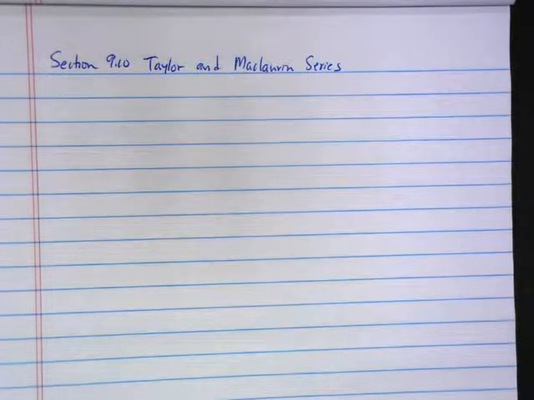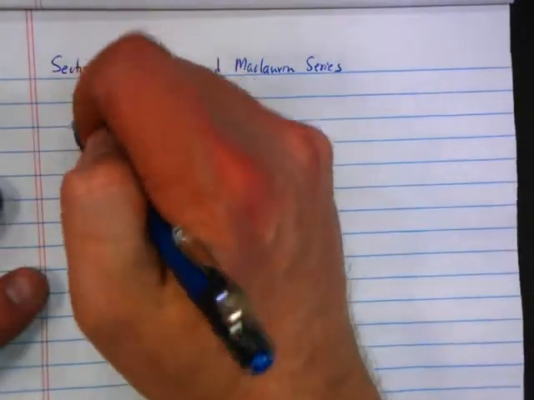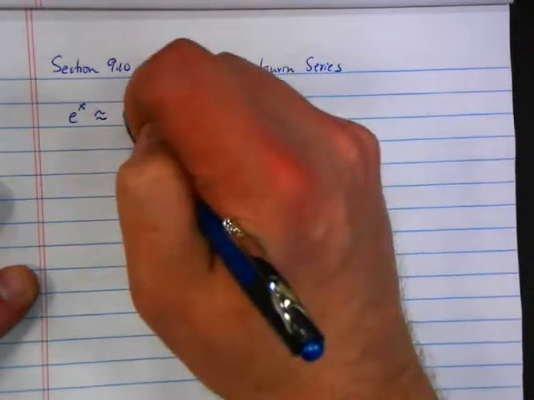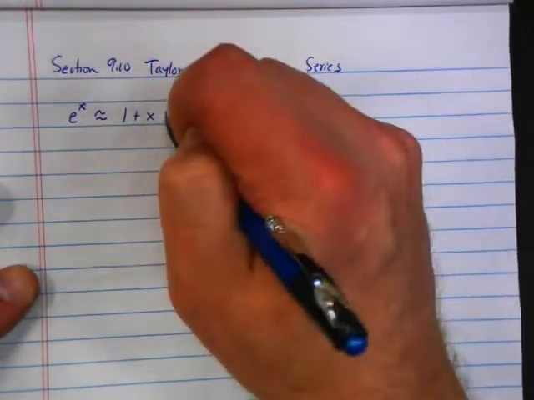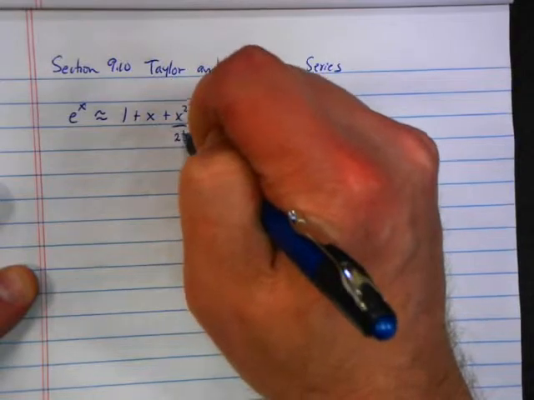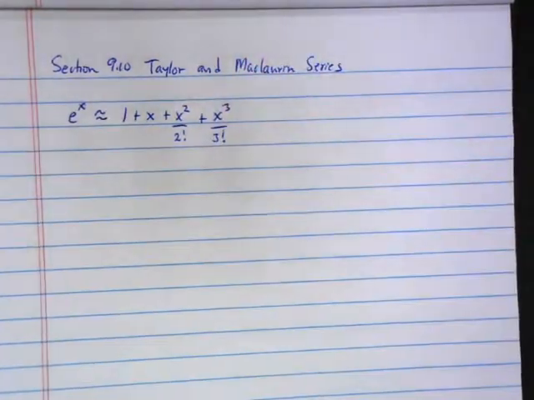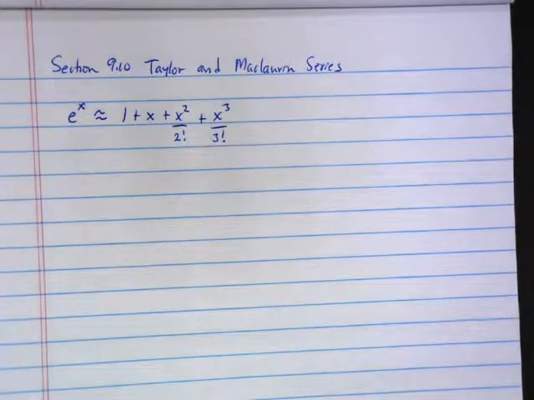Well, they were polynomials, right? And what did we do with those polynomials? We tried to do the approximation. For example, I think we showed that e to the x is approximately 1 plus x plus x squared over 2 factorial plus x cubed over 3 factorial, maybe. That would be the third order Maclaurin polynomial for e to the x.